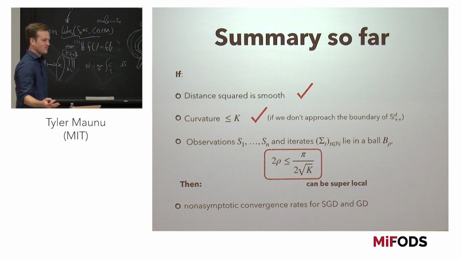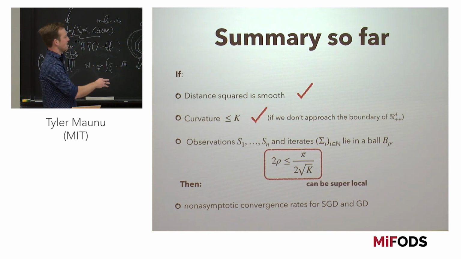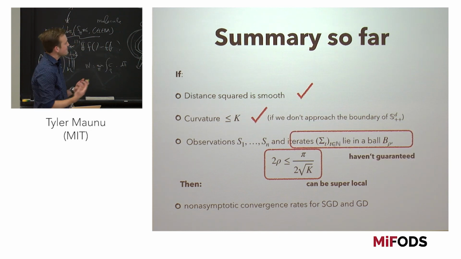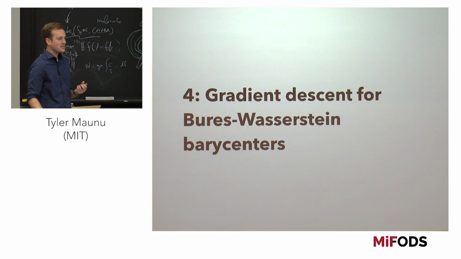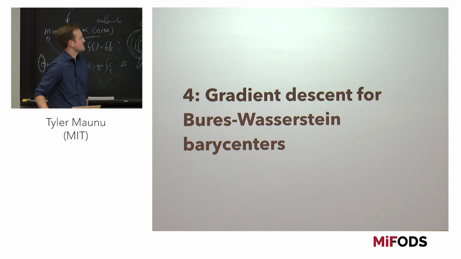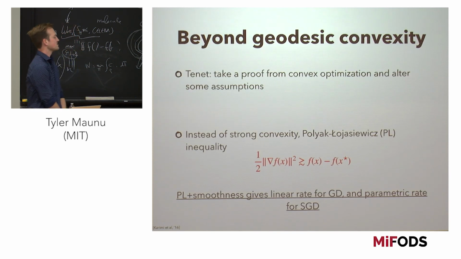Now the issue with this is that it can be super local, especially if my ball is chosen to be close to the boundary. But even outside of this, I haven't guaranteed that my iterates actually remain in this ball. And actually guaranteeing where the gradient descent and stochastic gradient descent iterates go becomes a pretty non-trivial task. So we don't have guarantees yet. And this is where we had to look to other inspiration to find how to get some guarantees for gradient descent and stochastic gradient descent for Bures-Wasserstein barycenters.